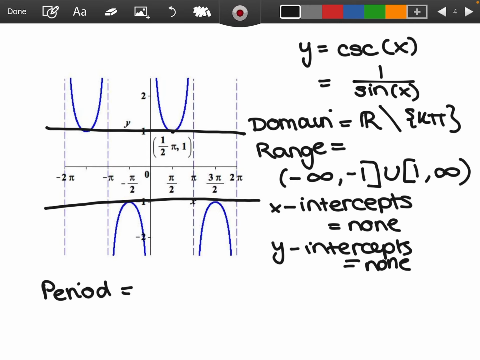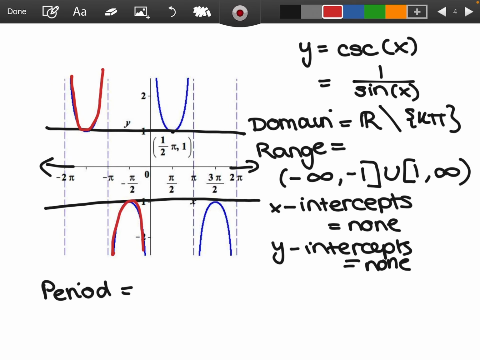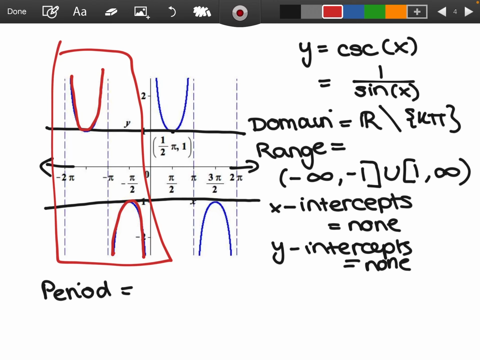The period. Remember, I need to take a full cycle such that if I were to take a picture of the cycle, all I would have to do is literally replace it over and over and over again, and that would give me the graph of the whole function. Now, this thing obviously goes off in both directions, but one cycle would be this and this, because if I were to take this picture, I would then just repeat that over and over and over again every 2 pi. So my period here is 2 pi.